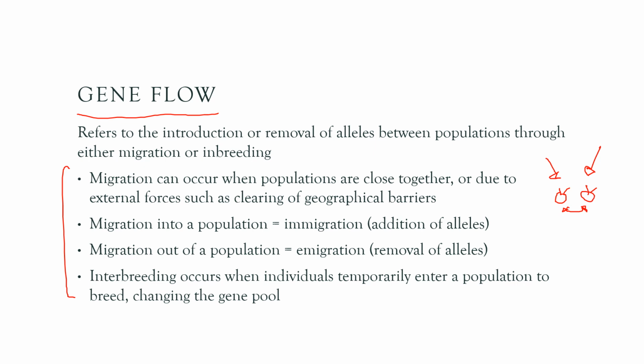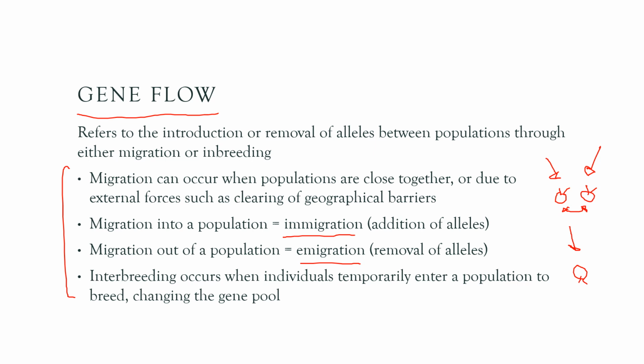So migration is one. So we have obviously immigration, which is the addition of alleles, and emigration, which is the removal of alleles. So in this scenario, this would be immigration of both species. But let's say that one of those species then decided to leave again. That would be emigration, and then those alleles would then be removed from the population.